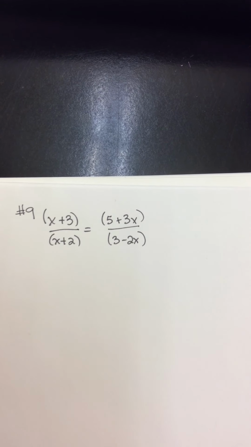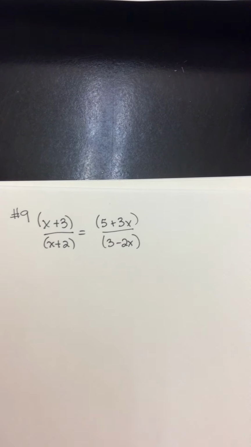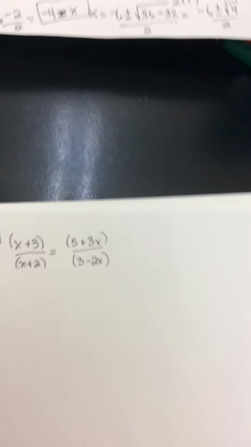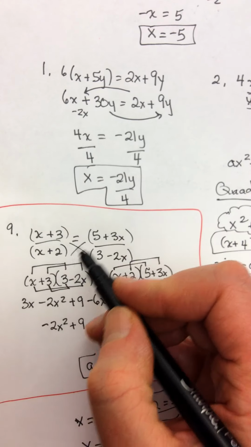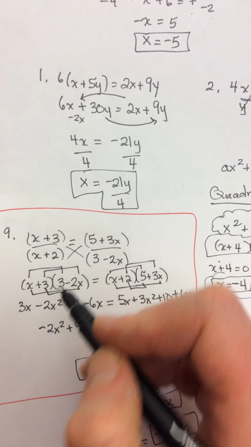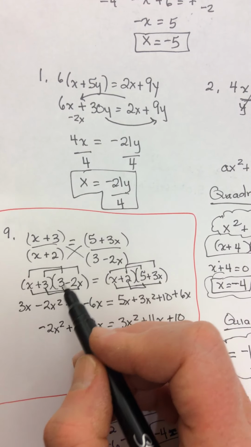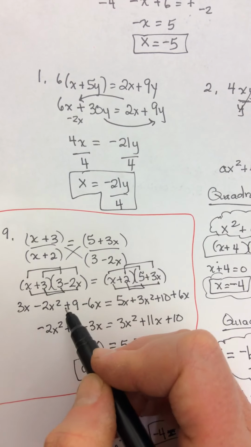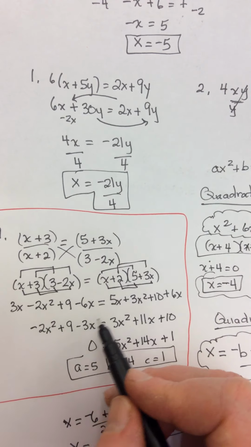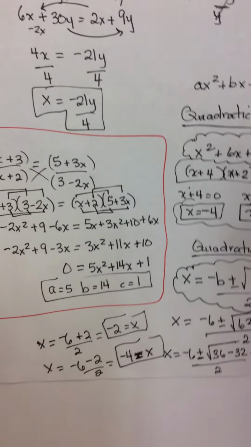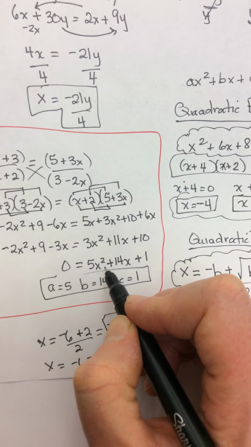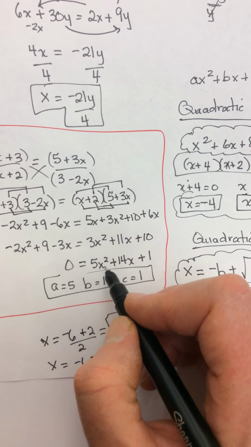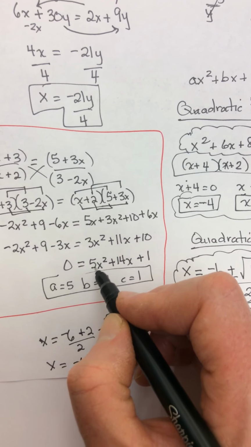Okay, number 9 on the back side of the sheet. I actually talked about it in a video your last day at home. So we started it. We talked about you can cross multiply, and then once you cross multiply, then you need to multiply out the brackets. And then once you do that, you're going to group like terms, and you get down to 5x squared plus 14x plus 1. Now in all the other ones, the x squared terms canceled, but in this one it doesn't.